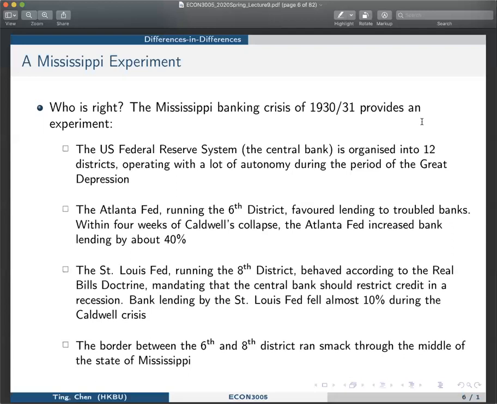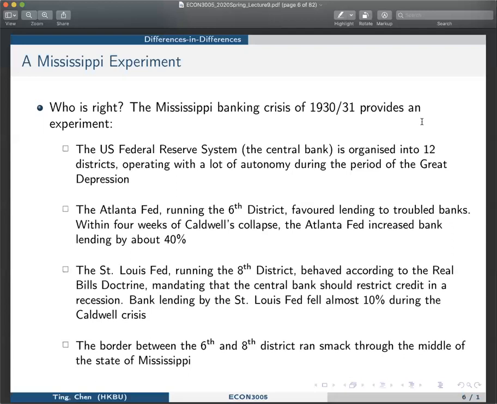So you can see, the 6th district's central bank maintained that you should lend money, and the 8th district's said you shouldn't lend money, you even should withdraw money. So compare the banks under crisis in Mississippi under either the 6th or the 8th district.